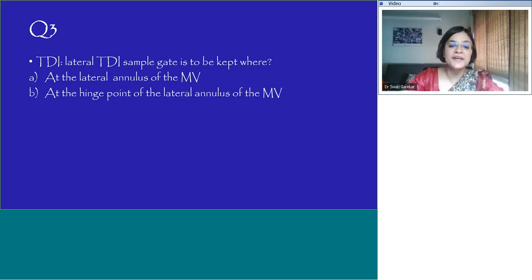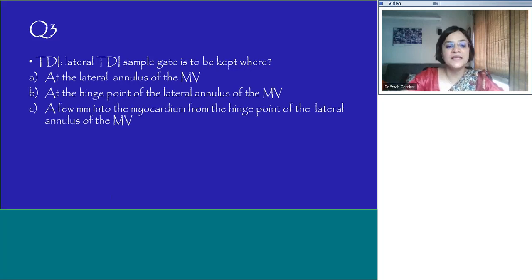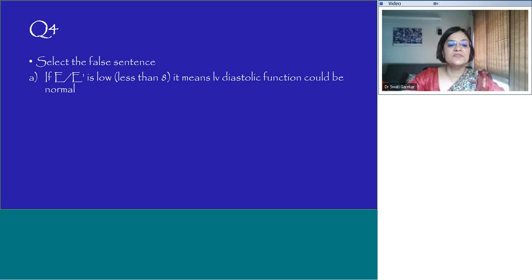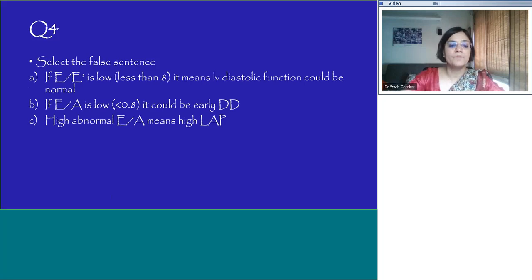Where should you keep your lateral TDI sample gate? Should you keep it at the lateral annulus, at the hinge point, or a few millimeters into the myocardium from the hinge point of the lateral annulus of the mitral valve? So the answer is C, correct. You have to keep it on the myocardium. You have to move a little bit away from the hinge point and keep it on the myocardium to get a true tracing.